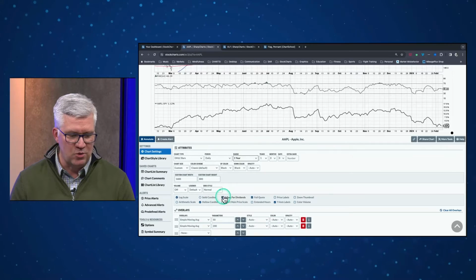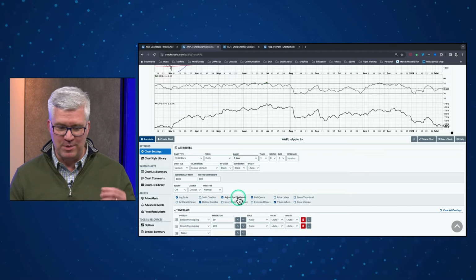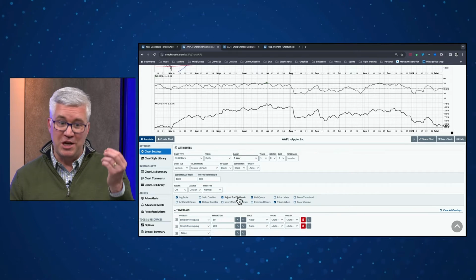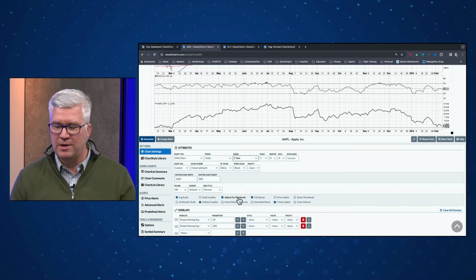On a platform like Stockcharts, we now give you the option to select or deselect: do I want to adjust this price data for dividends? Because that will, about once a quarter, change the value of a stock based on the fact that they pay a portion of the value out as a dividend.